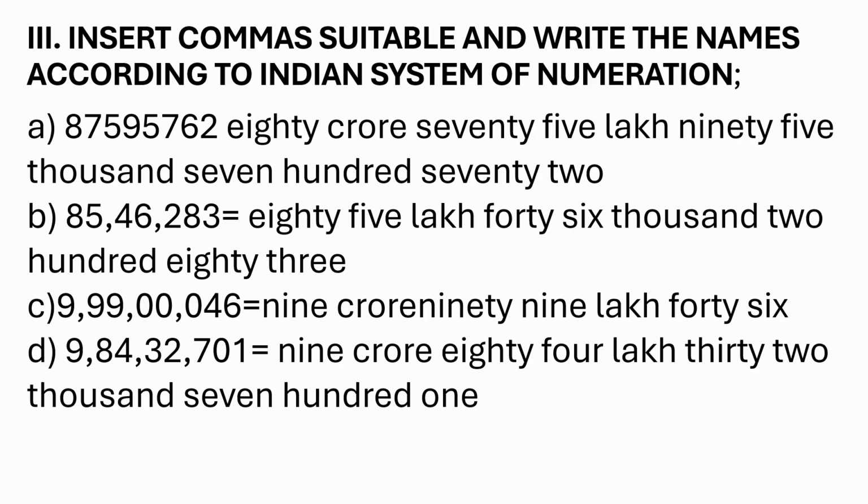Next one, in this number 8 digits are given. 1 is in ones place, 0 is in tens place, 7 is in hundreds place, 2 is in thousands place, 3 is in 10,000s place, 4 is in lakhs place, 8 is in 10 lakhs place, 9 is in crores place. So we read it 9 crores 84 lakh 32,701.